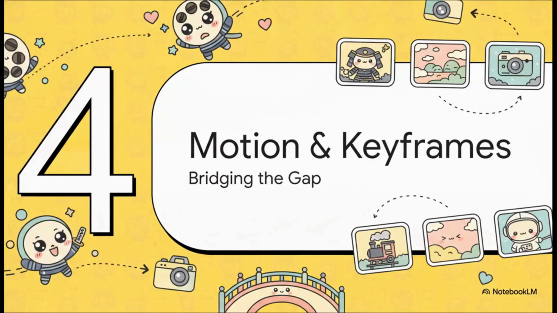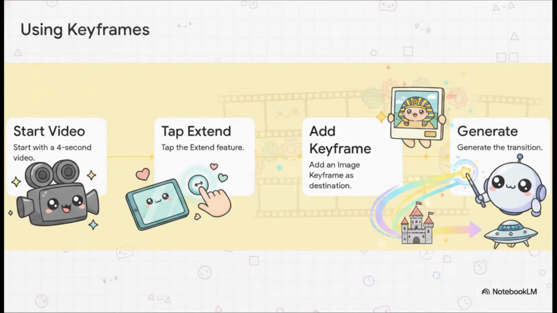All right, Section 4, mastering motion and keyframes to really bridge that gap. So how do you take a single static moment and turn it into dynamic storytelling? How do we extend the action? Well, Luma has this brilliant extend feature. You can use image keyframes to seamlessly transition from one visual target to another. It's like a giant puzzle coming together.